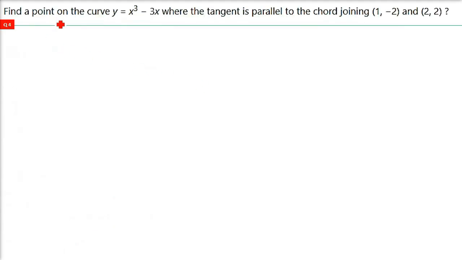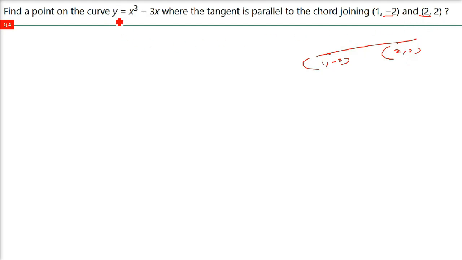Find a point on the curve y is equal to x cube minus 3x where the tangent is parallel to the chord joining (1, -2) and (2, 2). So there are certain concepts which need to be very clear as far as students are concerned. This is a chord, so there are 2 points being given: 1, negative 2 and then 2, comma 2.